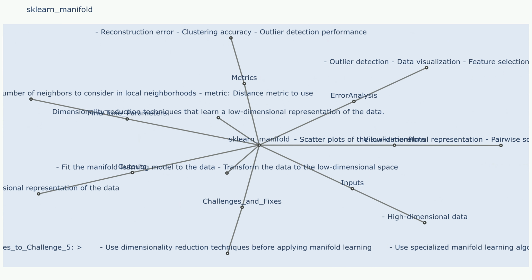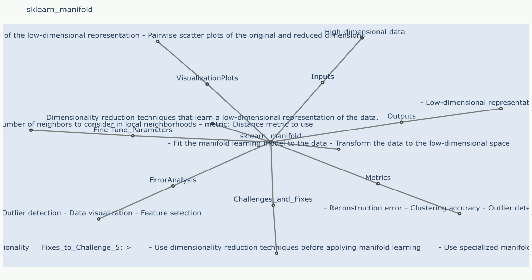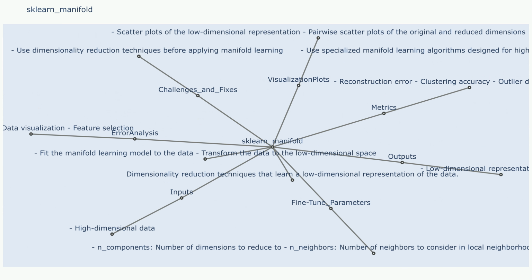Metrics. Metric 1, reconstruction error: measures how well the original data can be reconstructed from a lower dimensional representation. Metric 2, local neighborhood preservation: measures how well the local neighborhood structure of the original data is preserved in the lower dimensional embedding. Metric 3, global connectivity preservation: measures how well the global connectivity structure of the original data is preserved in the lower dimensional embedding.